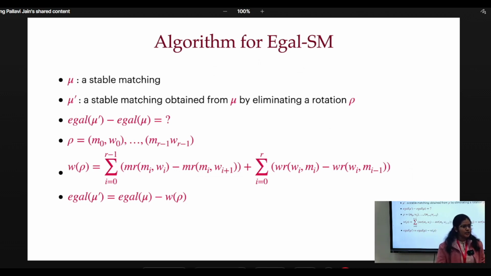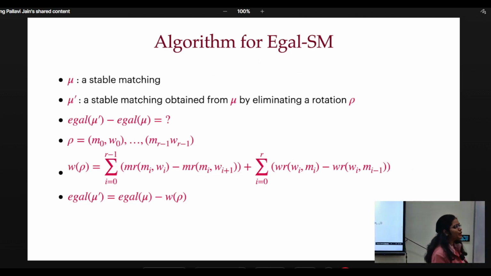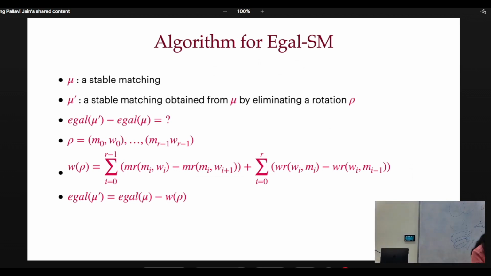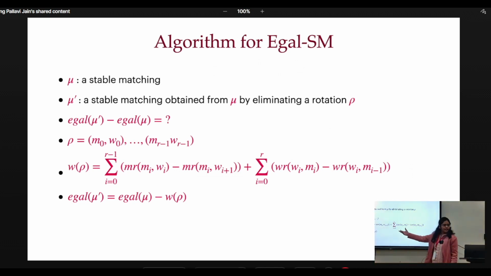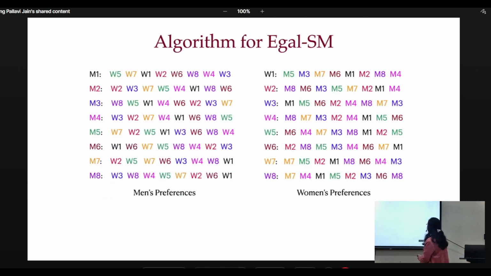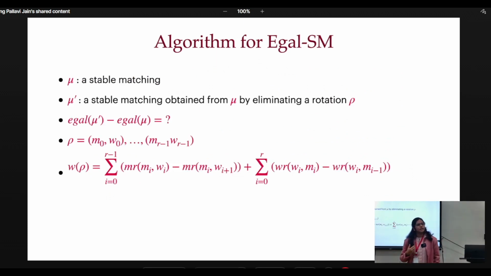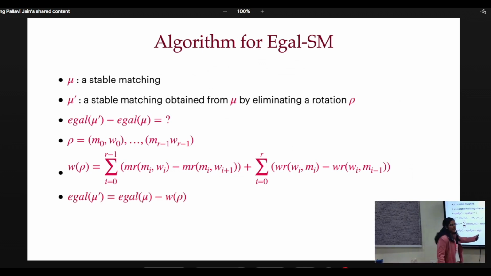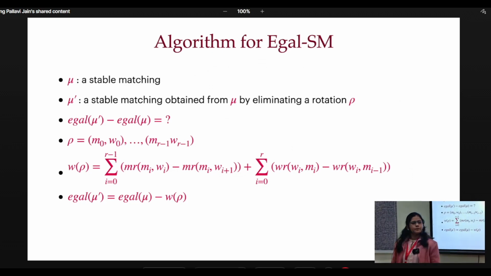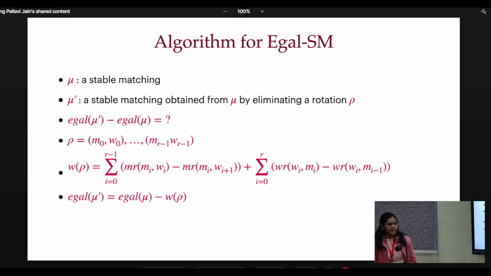Okay. What is happening with the women? We apply the rotation, starting from the man optimal matching. So we know that when you apply this rotation, the women's partner is going to improve. So Mi is the current matching and Wi will move to Mi minus 1. So what is the change in the cost because of this? Now, how many of you are able to understand why we have this minus here? Okay, let us look at an example to understand this.